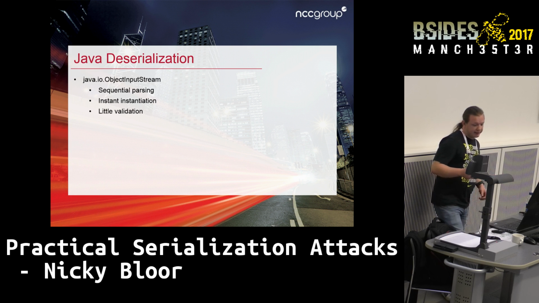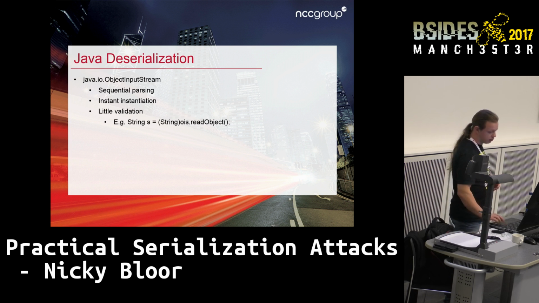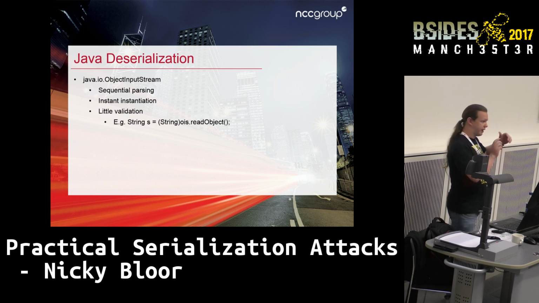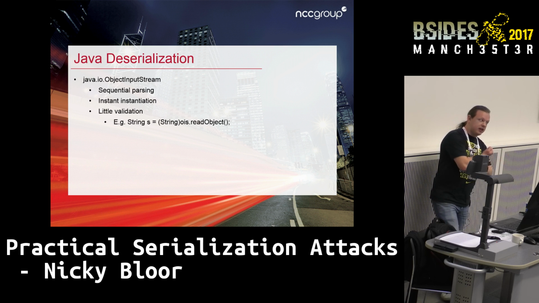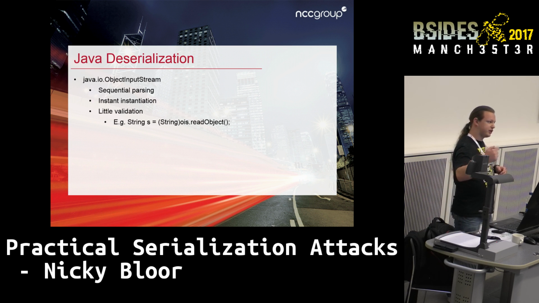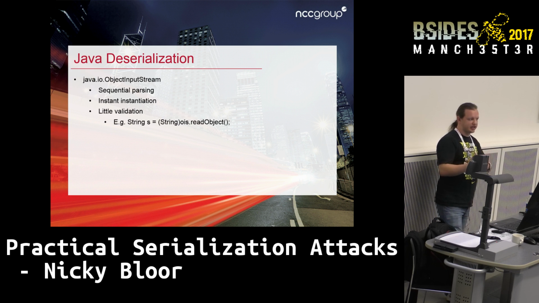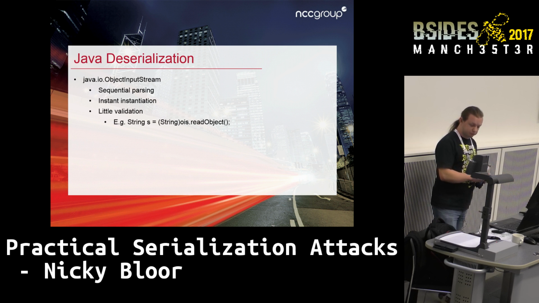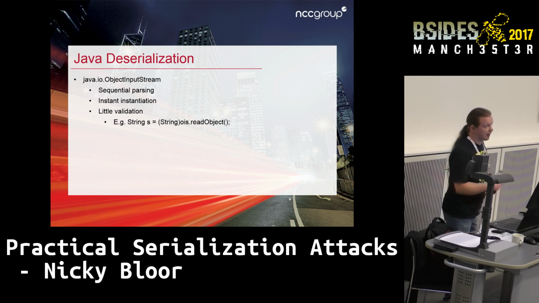So if, for example, we want to read a string object from a stream, we can do ObjectInputStream.readObject, cast that to a string, and then assign that to our string variable. If the object returned by readObject cannot be cast to a string, an exception will be thrown there, a ClassCastException. So that's where validation happens, but at this point, readObject has already read the bytes from the stream, instantiated that object in memory, and that's the point where generally our payload is already executed.